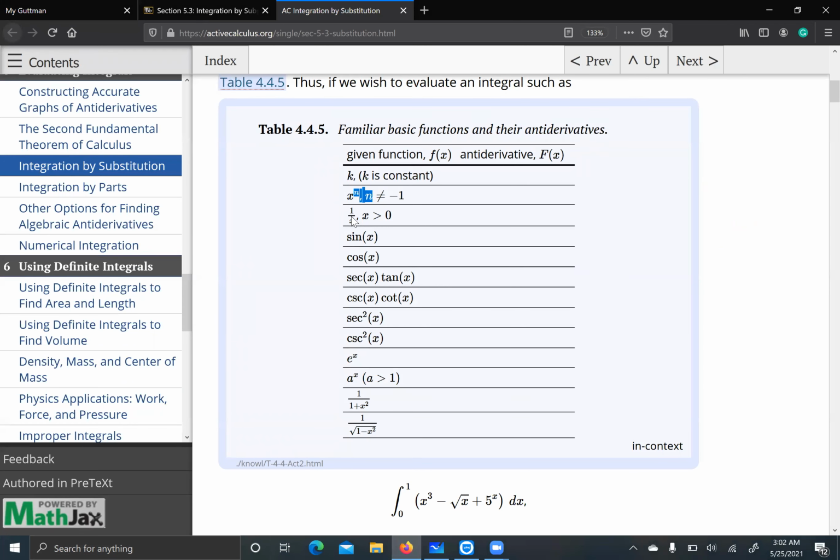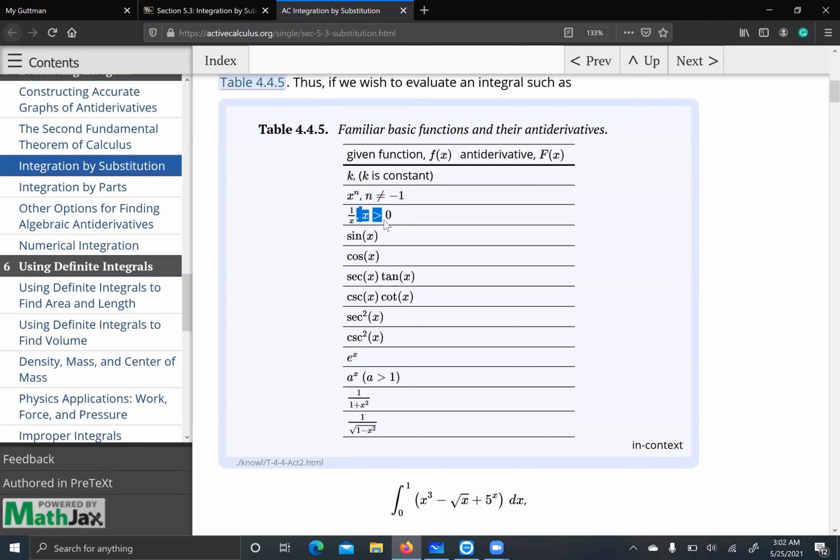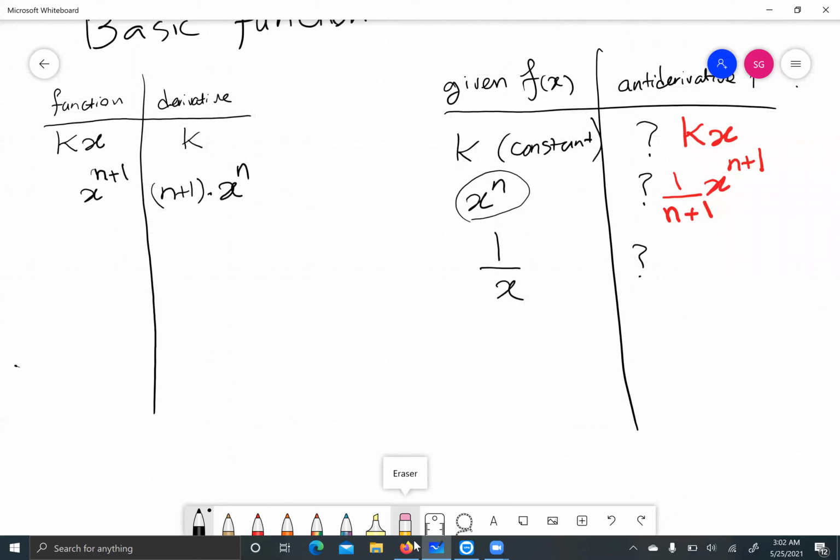The next function is 1 over x. If the function is 1 over x, what is the antiderivative? Now think about it as reverse. The derivative is 1 over x. What function gives us the derivative of 1 over x? It's natural log of x. So that's it. Natural log of x.